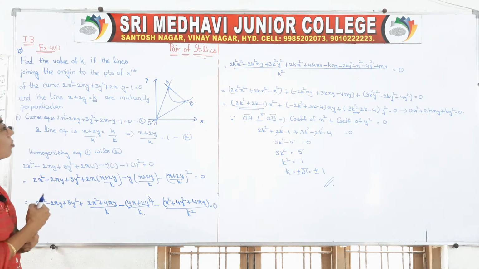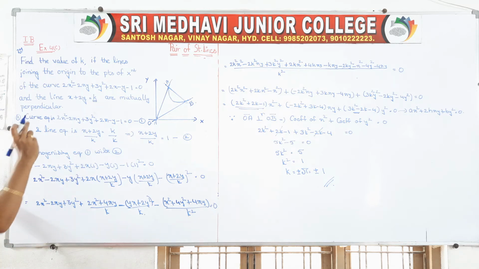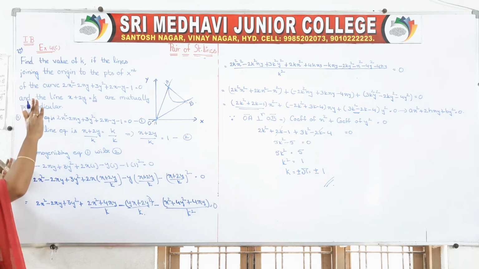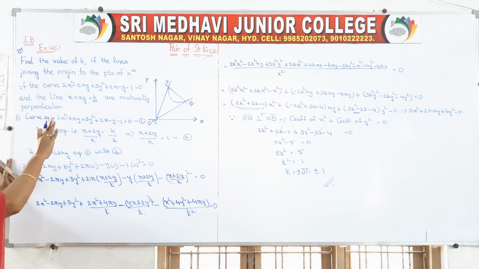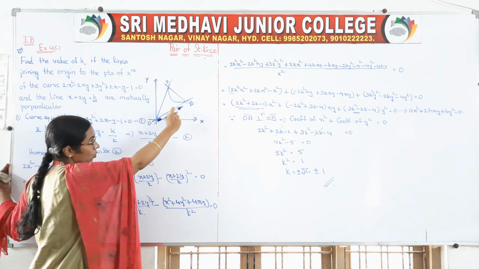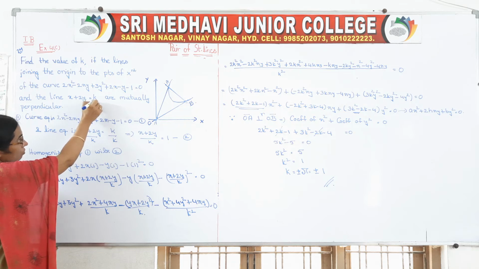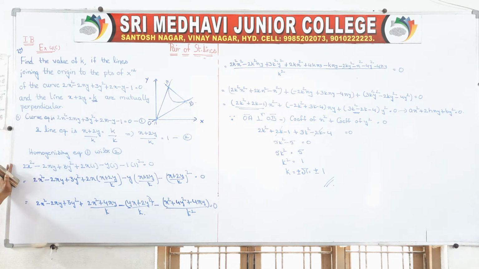Okay, so what is this? Whenever a general second degree curve equation is given and a line is given, and it is given that lines join the origin to the points of intersection of the curve, it means it is a homogeneous problem. Here it is given that those two lines are mutually perpendicular, so OA and OB are mutually perpendicular. Then find the value of k. That is the question for you.